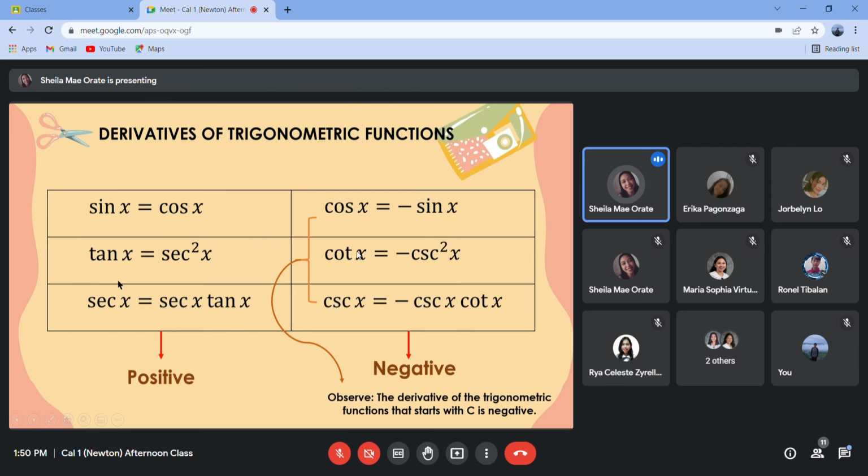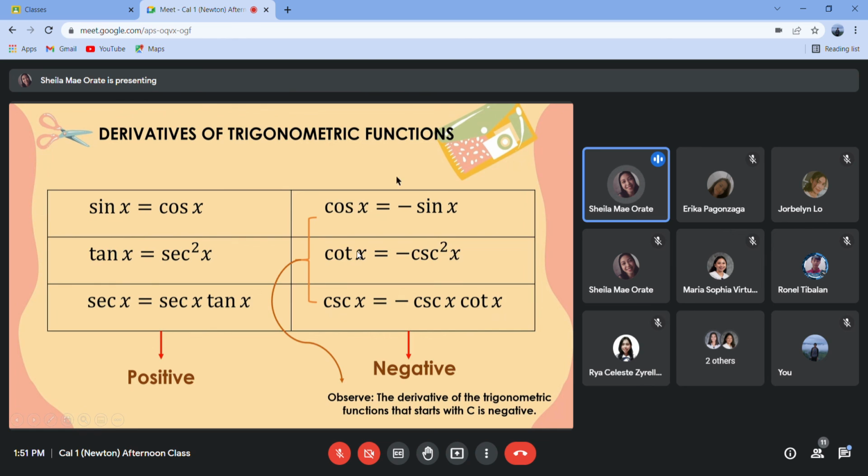However, here they are all positive. Actually, partner gyapon ni siya. Sine x partner is cosine x. Tangent x, the derivative of tangent x is secant squared. Here cotangent x is also squared. However, here is secant x and cosecant x, they are two trigonometric functions. Observe that the derivative includes their own function. Secant x, the derivative is secant x tangent x. Here is cosecant x, also, but negative, with cotangent x.